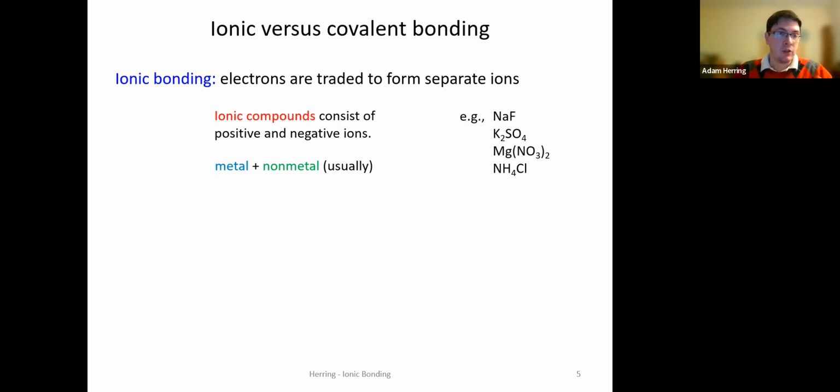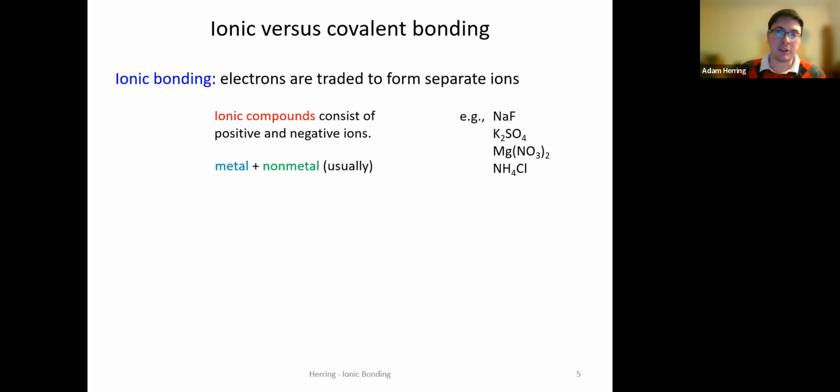They can combine in two main ways. One is through ionic bonding. This is where the electrons of one atom are given to another element, and they form separate ions. So an ionic compound consists of positive and negative ions, cations, which are positively charged ions, and anions, which are negatively charged ions. This usually consists of a metal, which is the positively charged ion, and the nonmetal, which is the anion. Some examples include sodium fluoride, potassium sulfate, magnesium nitrate, and ammonium chloride.